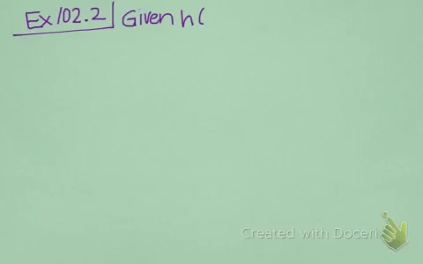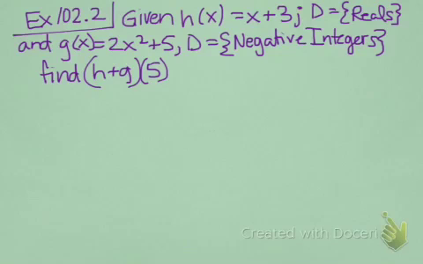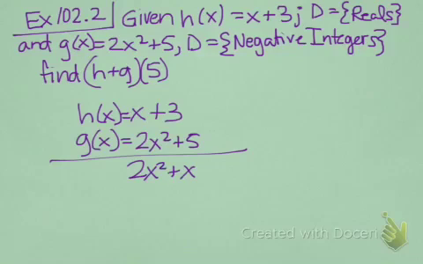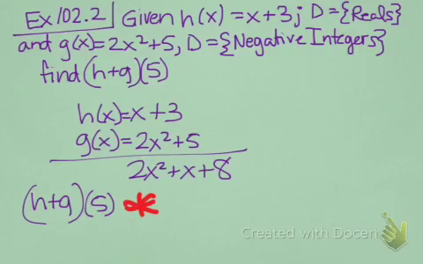Okay, next example. Given h of x is x plus 3, the domain is reals, and g of x is 2x squared plus 5, the domain is negative integers. Find h plus g of 5. So h of x is x plus 3, g of x is 2x squared plus 5. We are adding these, so we get 2x squared plus x plus 8 for h plus g of x.